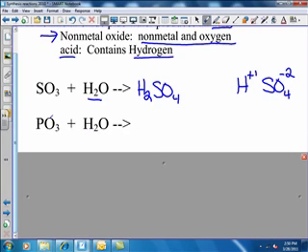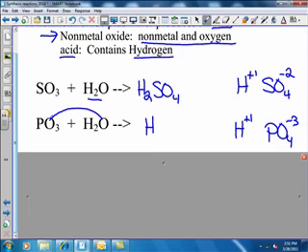Okay? Again, this oxygen is going to glob onto that PO3, and that's going to become PO4 3-. And I'm going to put a hydrogen with that, which is a +1. So what would that formula be? And hopefully you say H3PO4.